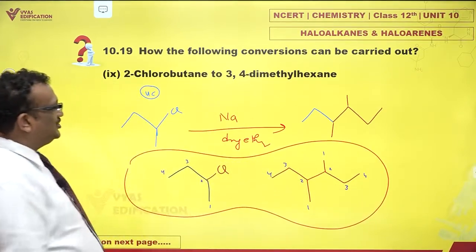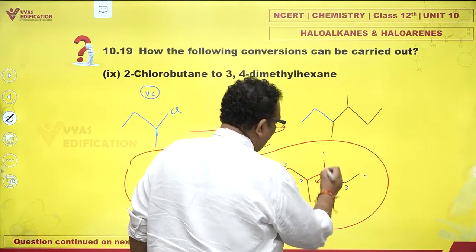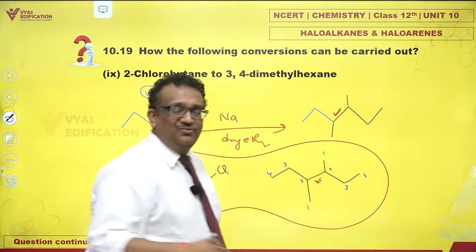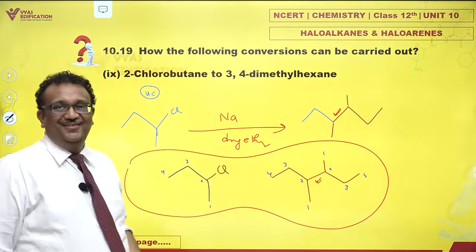I have shown you the trick here. The way in which it gets joined. Just simply 2 molecules combined. This is the new bond which is formed. This is the new bond which is formed. Just add Wurtz reaction and you get this. That's it.